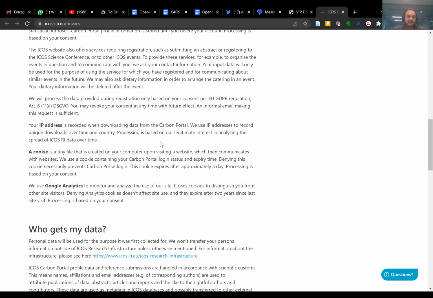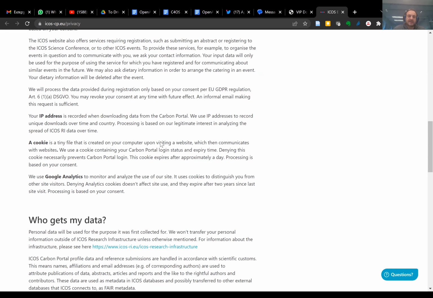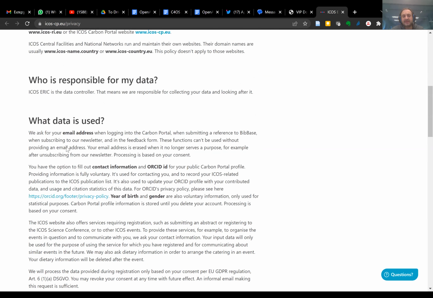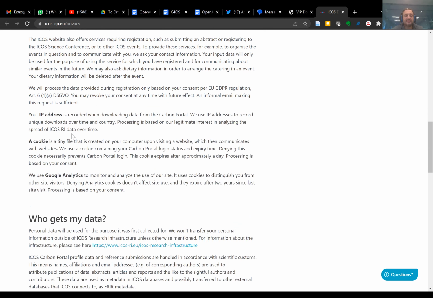Again, IP address, cookie. Again, cookie is not always consent, sometimes legitimate interest. Similarly, the email here could be seen initially as legitimate interest, but they make a choice. Now, this is an interesting point.